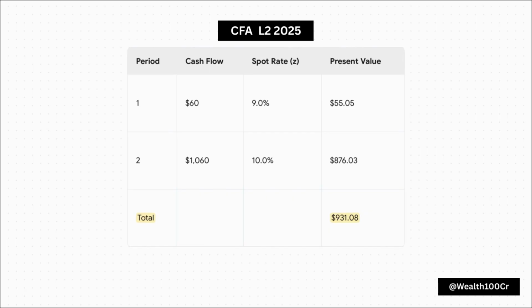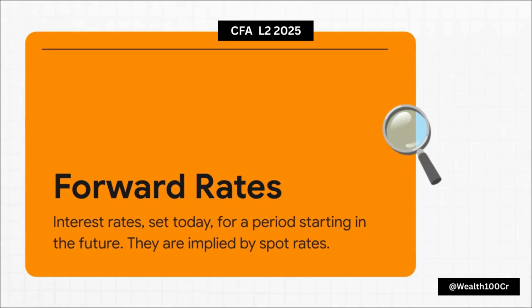The bond's old-school YTM would be 9.97%, an average that doesn't actually price either cash flow correctly. Now, what's super cool is that spot rates have secrets hidden inside them. If we know the interest rate for a 1-year loan and a 2-year loan today, we can actually figure out what the market is betting the 1-year rate will be starting 1 year from now. That implied future rate is called a forward rate.